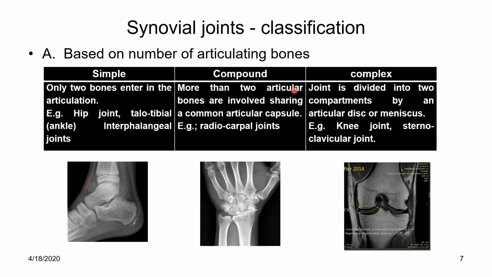And what is a compound joint? More than two articular bones are involved, sharing a common articular capsule. The example for compound joint is the radiocarpal joints. Then the complex joint. Joint is divided into two compartments by an articular disc or meniscus. So the example is the knee joint. You are seeing the image of the knee joint. Then the sternoclavicular joint is the other example for it.